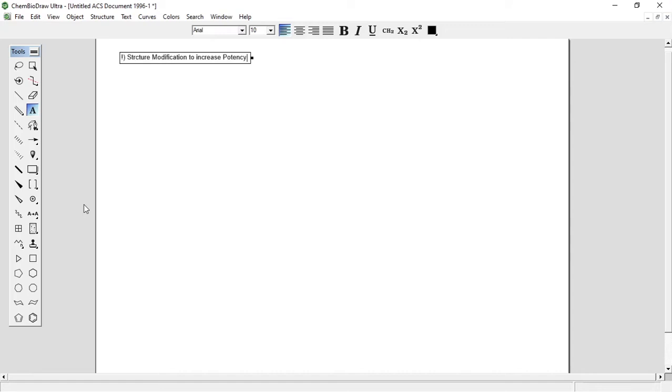There are many methods available. Extensive study has been done on structure activity relationship, and many standard methods are available to increase the potency of a drug. Out of those, we are going to learn only two or three standard methods. In that, the first one is homologation.